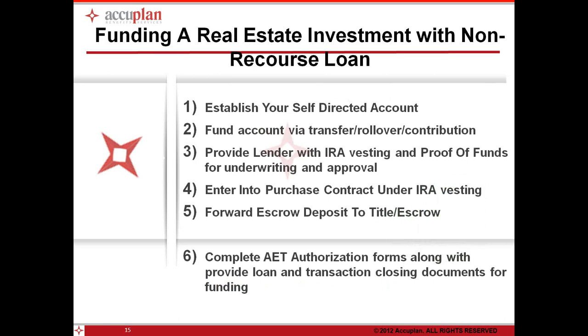So, in summary, this is pretty much what we're talking about in terms of the self-directed plan. The checklist here in terms of getting an account established, first of all, you want to establish your self-directed account, especially if you're going to get a non-recourse loan. And once again, this ties into what Lorraine was talking about earlier in terms of the UBIT.